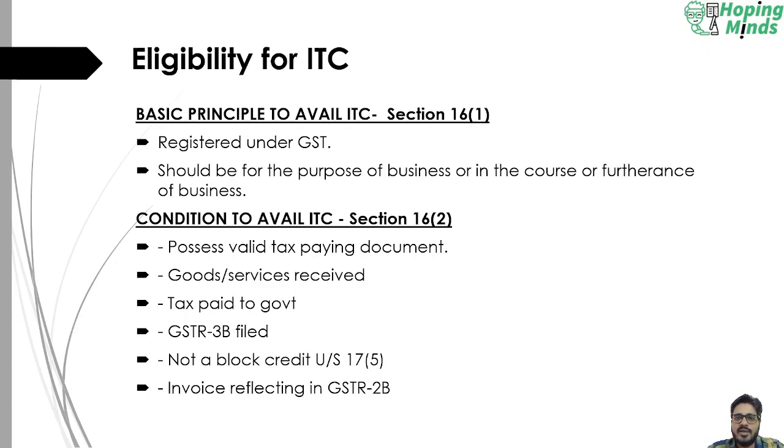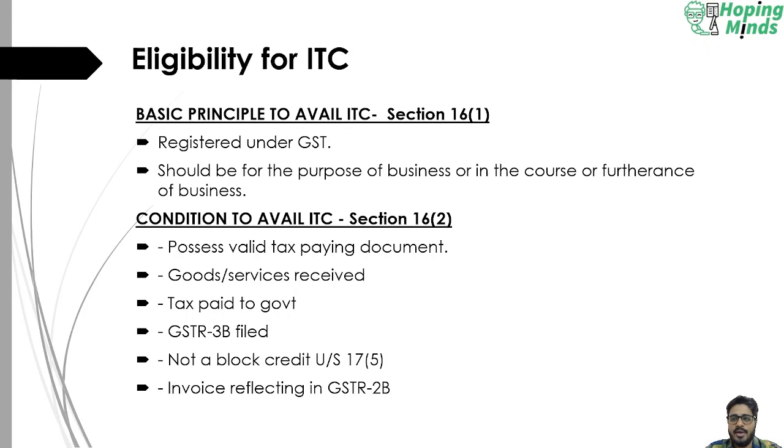The input tax that has to be claimed must have been paid to the government by the supplier of goods or services. Then GSTR 3B filed. The return for the relevant month, that is GSTR 3B, which is a tax payment return, must have been filed by the supplier of goods or services. Then the goods or services that have been supplied should not fall under the list of blocked credit, that is the credits against the supplies that have been notified by the government which cannot be claimed by the taxpayer.